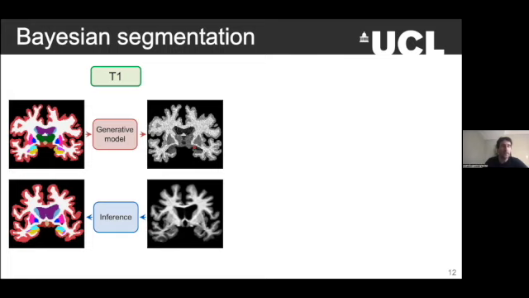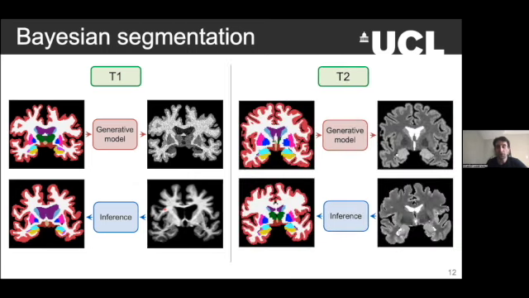And then, because this Gaussian mixture model has parameters that you learn directly from the test scan, if you give me a T2 instead of a T1, it's going to work equally well. So it's completely agnostic to the contrast of the image.